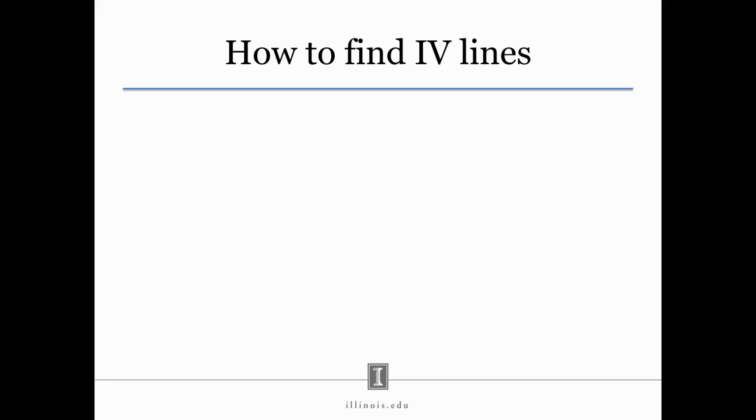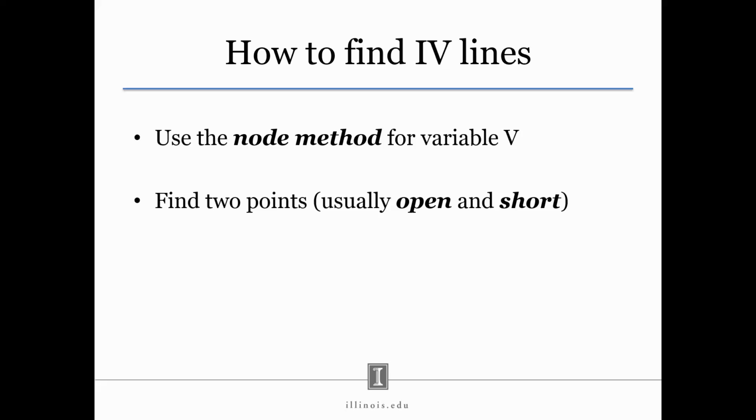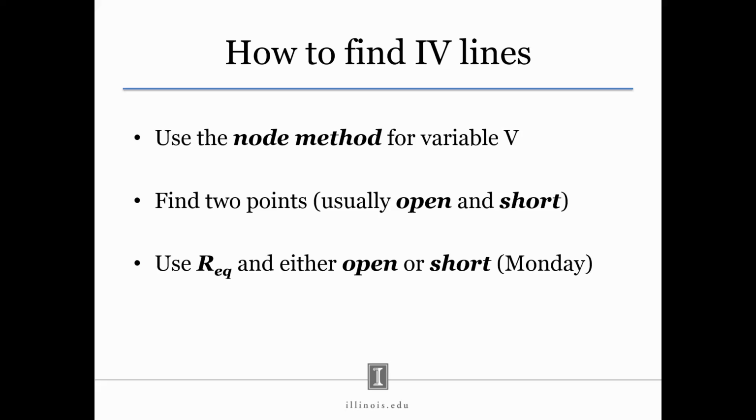All right, so how do we find those IV lines, given that we're looking at linear circuits right now? We can use the node method that we just recently talked about for a variable voltage source, and you'll see that in a second here. Since it's a line and it's defined by 2 points, you can also just find the intercepts of that line, which would be the open and short behavior of the subcircuit. And you can use either open or short and use equivalent resistance ideas to find the IV lines. And we'll talk more about that on Monday, because that ties in with the Thevenin and Norton equivalent circuits.